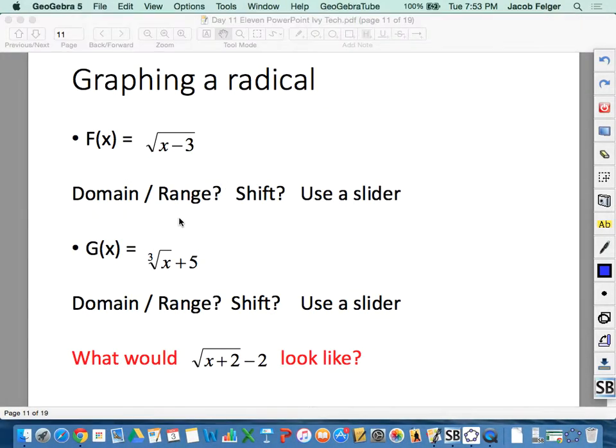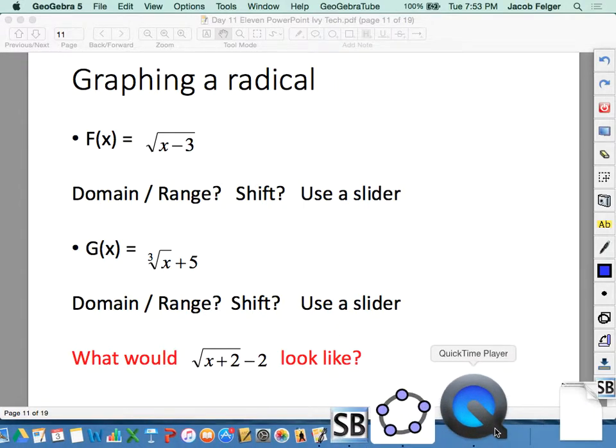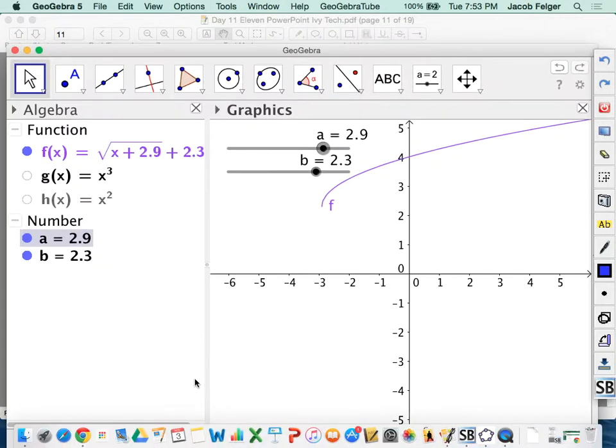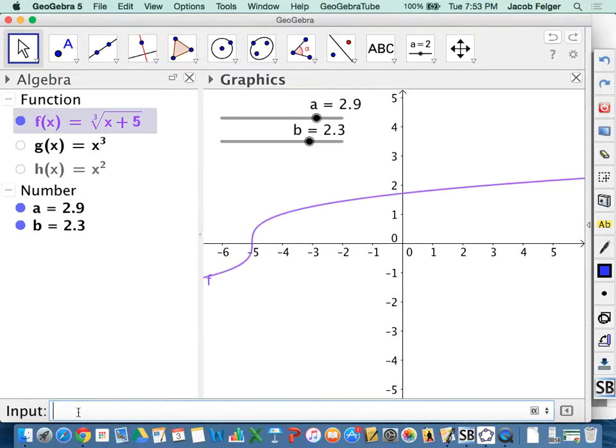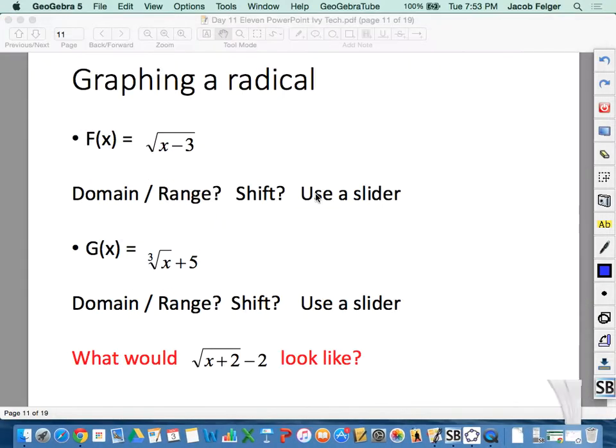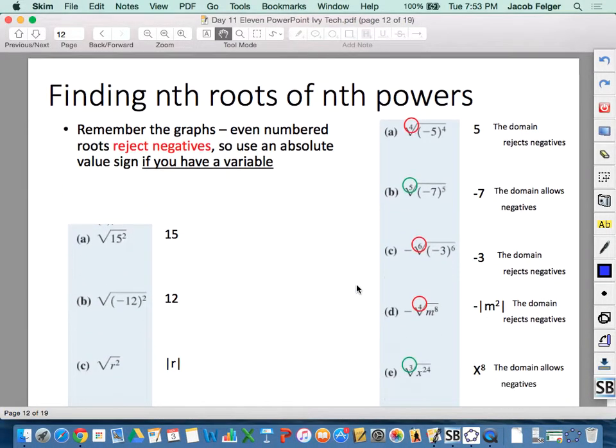Cube root of x plus 5, we'll just do this real quickly. Is that about what you expected? Since I said x plus 5, it's going to shift it to the left. It's still the same graph. It's just got a left shift on it. All right, we'll call it quits with that.